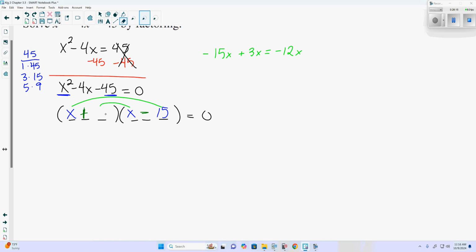So let's try 5 and 9. And we can check again. X times negative 9 would be negative 9x. 5 times x is plus 5x. And negative 9x plus 5x is negative 4x. Are we looking for negative 4x? Yes. So we did get that. So that is the correct middle term.